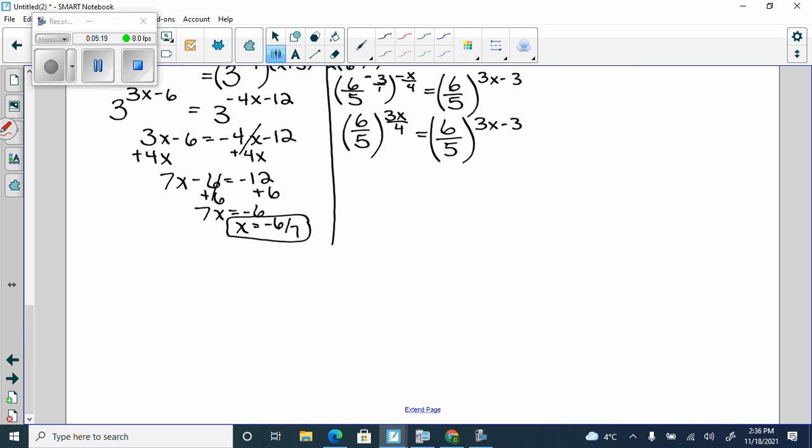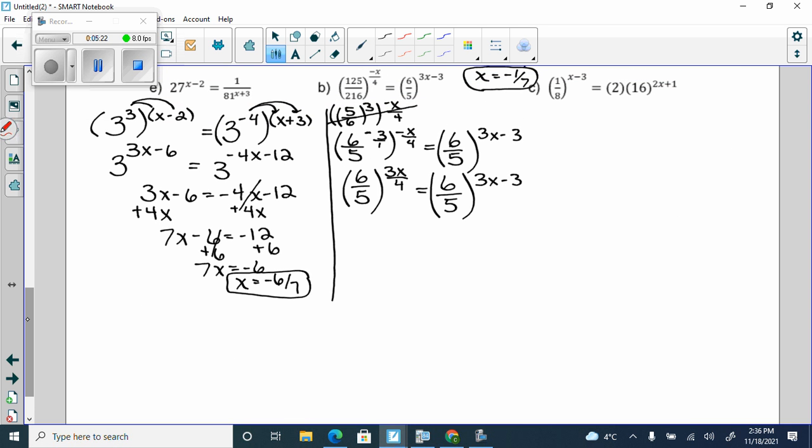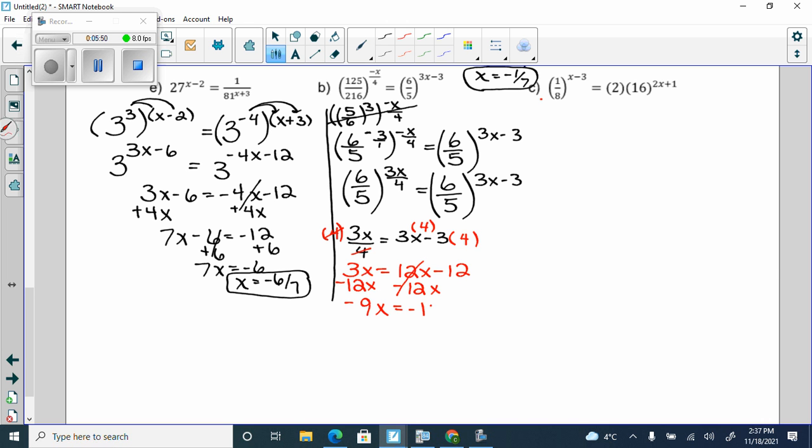So we get 3x over 4 equals 3x minus 3. I'm going to multiply by 4. You could have just subtracted the 3x, but I'm going to multiply by 4 to get rid of the fractions. So I have to do it to every term. So I'm going to get 3x equals 12x minus 12. Then I subtract my 12x. I get negative 9x equals negative 12. Divide by negative 9. X equals 4/3.